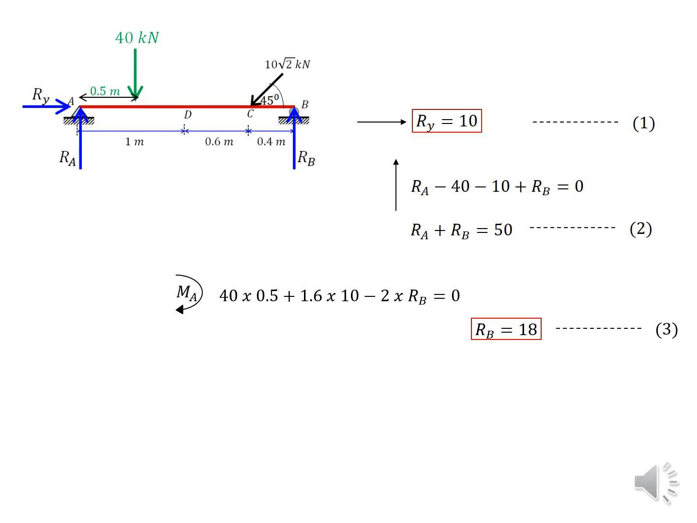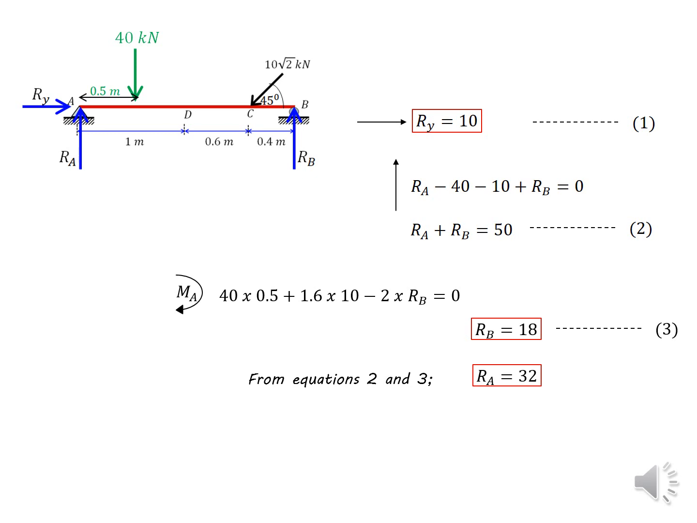Then the last force that creates a moment is RB for this equation. RB times the length, which is 2 meters. So 2RB is an anti-clockwise moment, so it will be a minus value. For the overall stability, adding all these moment components should be equal to 0, which means 40 times 0.5 plus 10 times 1.6 minus 2 times RB equals 0, which will end up with RB equals 18 kilonewton.